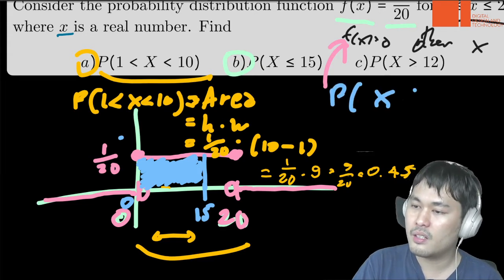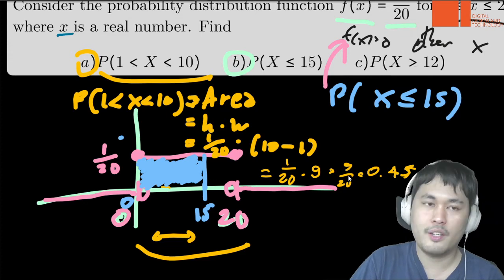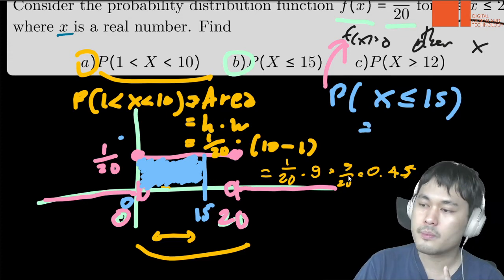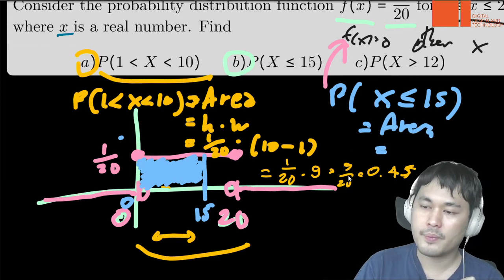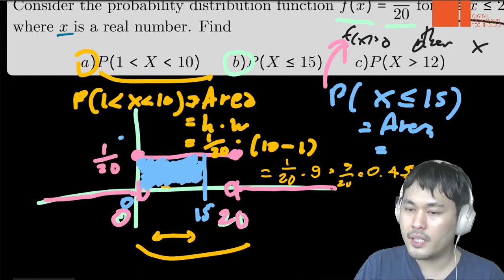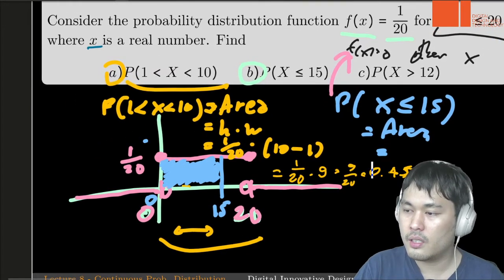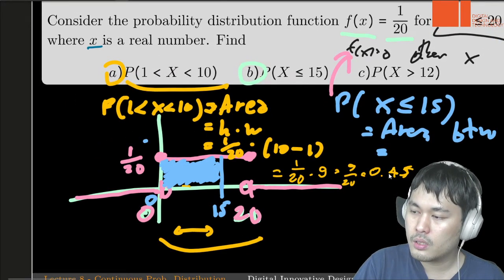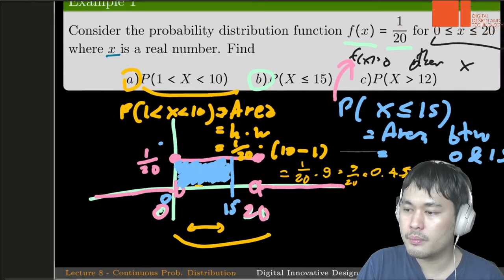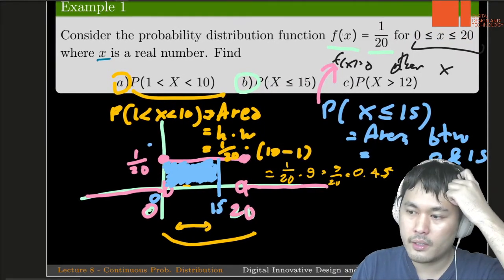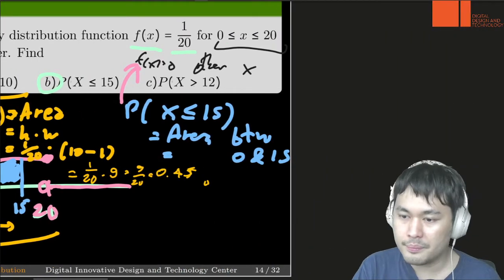Yes. So let me say first that for this function, the probability is the area again, right? But now it's the area between 0 and 15. And I think my head is obstructing that.